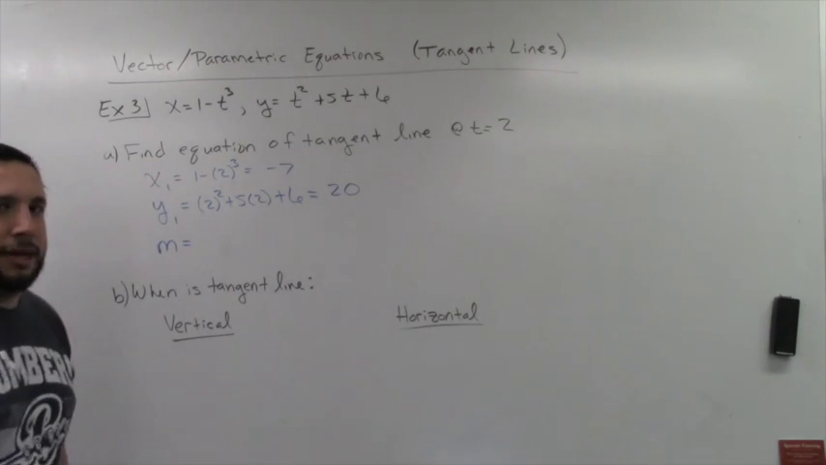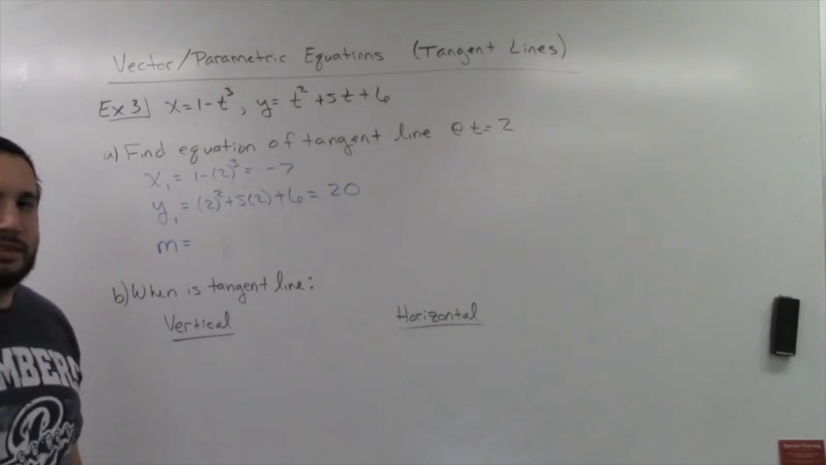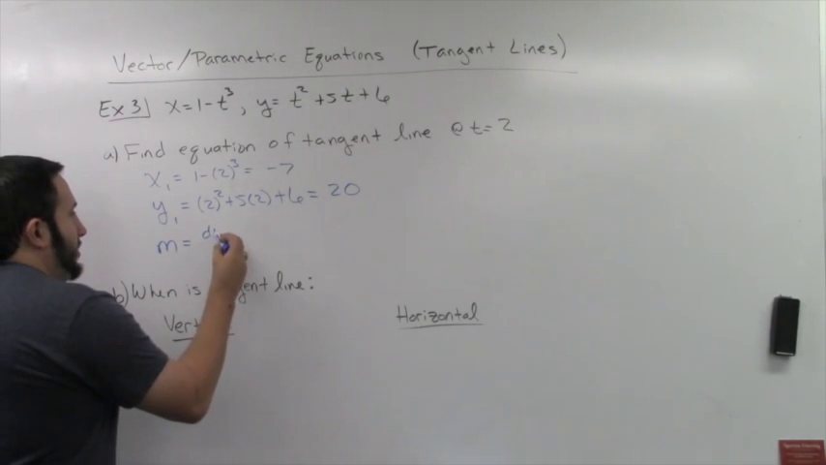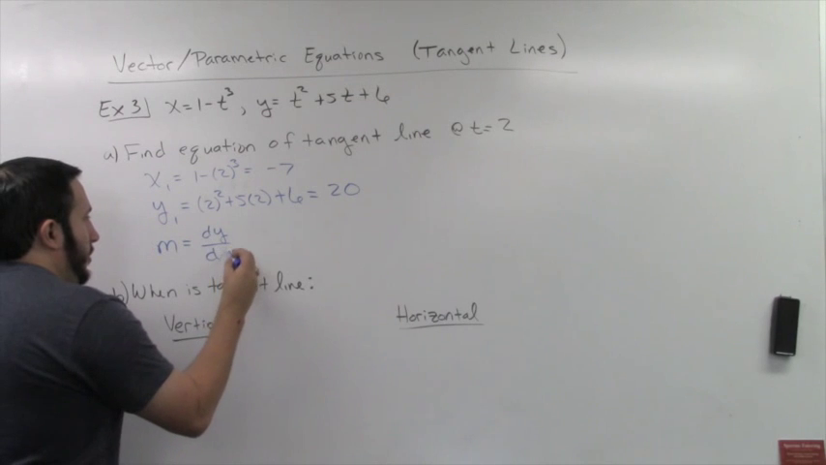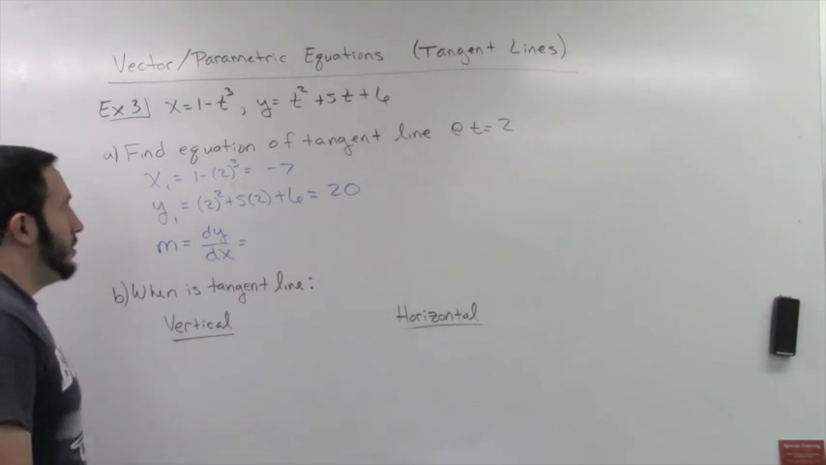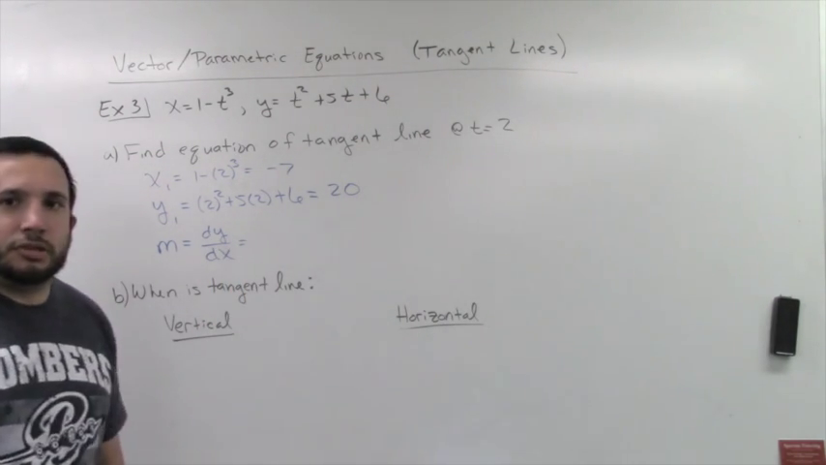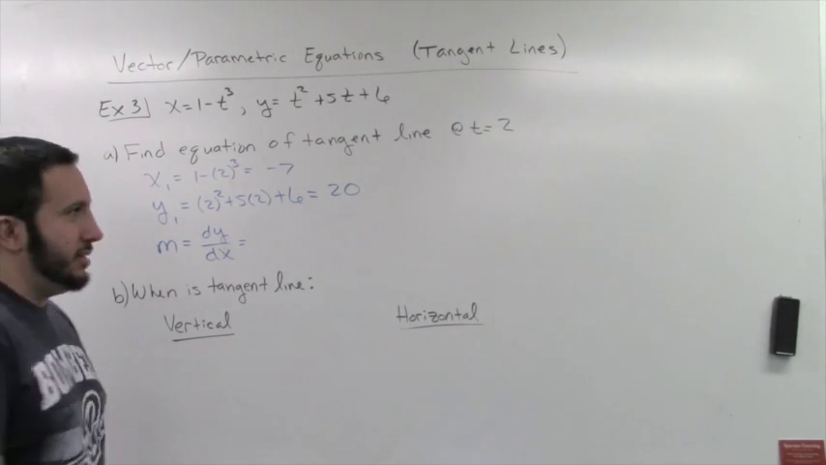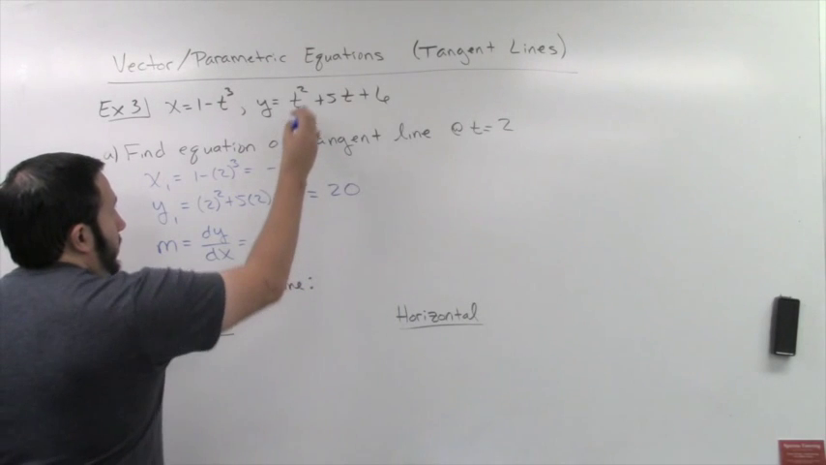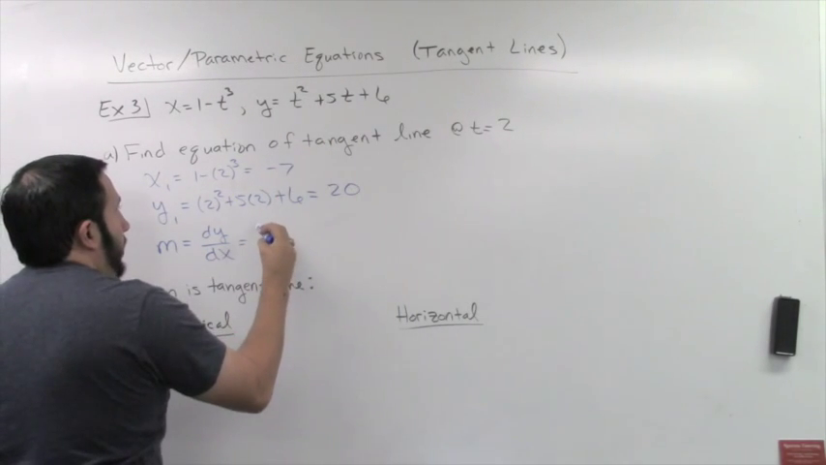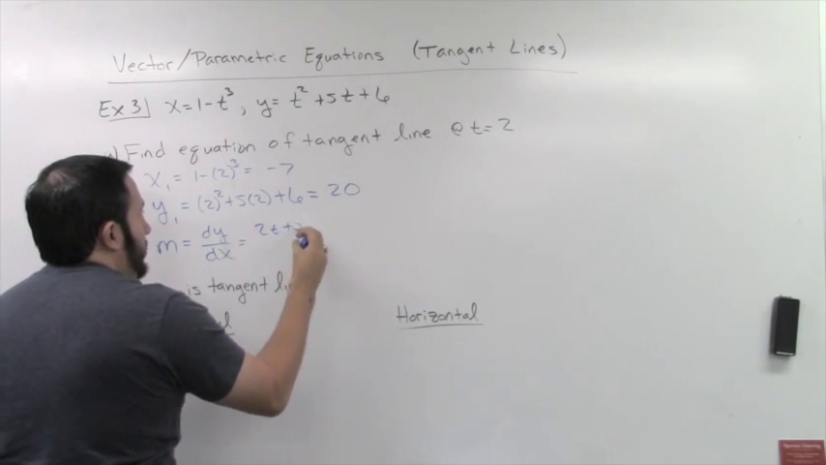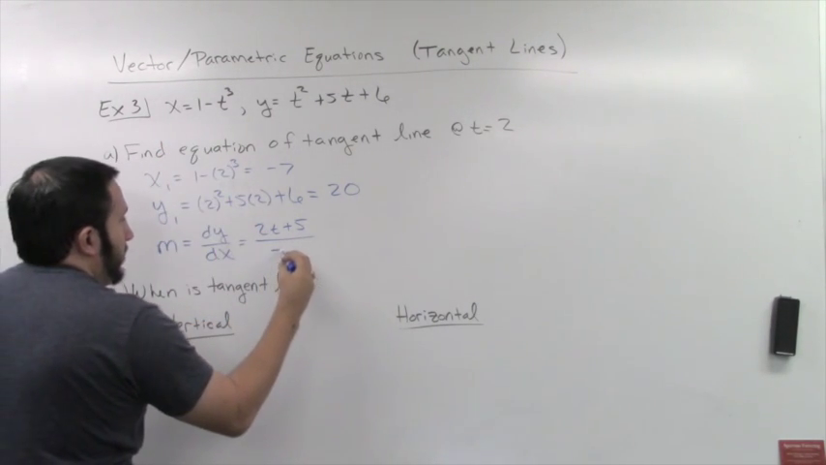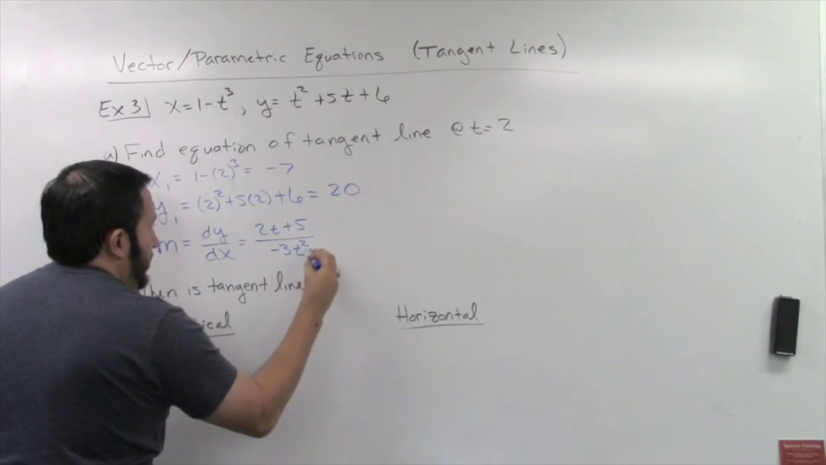And now your slope, your m. Let's think about this. Your slope, m, you can also rewrite as dy over dx, correct? So let's literally do dy, the derivative of y, divided by the derivative of x. The derivative of my y is 2t plus 5. And the derivative of my x is negative 3t squared.